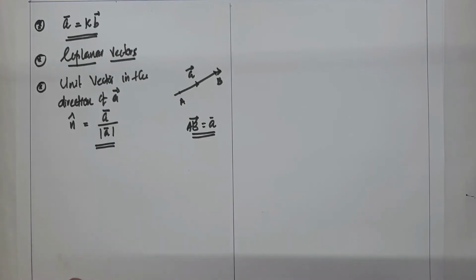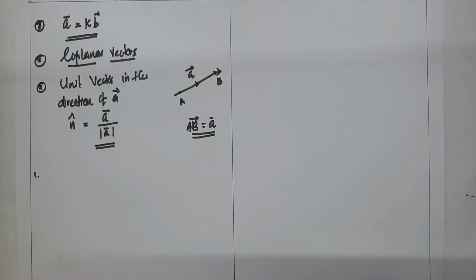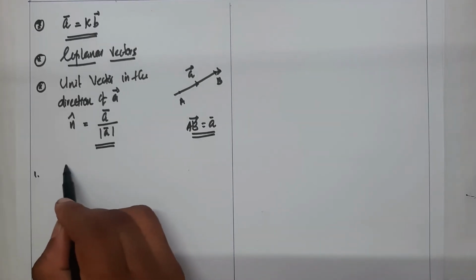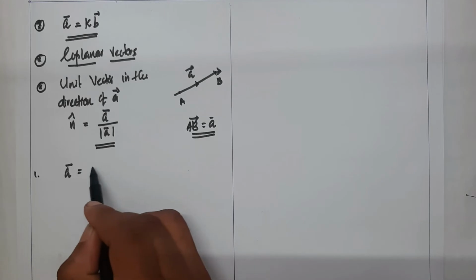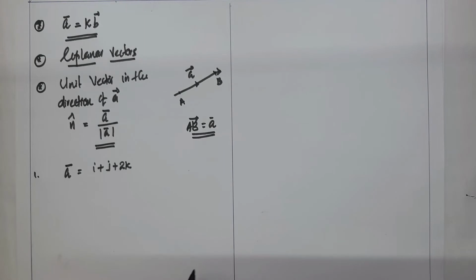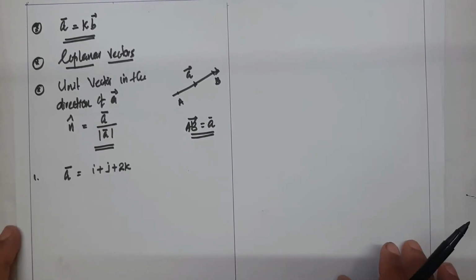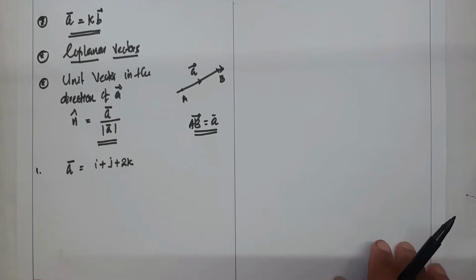Okay, these are some basic points regarding the chapter vectors. Now we discuss some problems based on this basic concept. Our first question: find a unit vector in the direction of vector A equal to i plus j plus 2k.